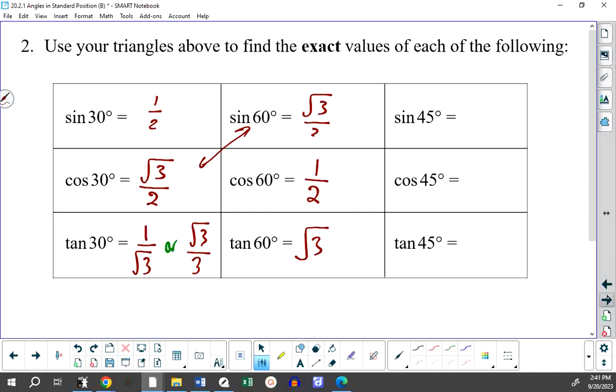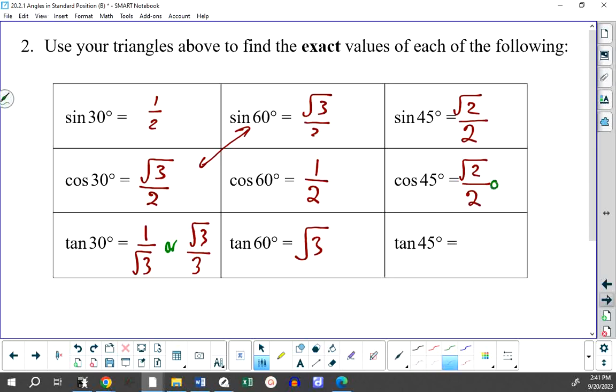45, sine of 45, I need you to look at your triangle with the 45. Opposite 45 degrees is root 2. Adjacent, hypotenuse is 2. Cosine, adjacent is root 2. Hypotenuse is 2.